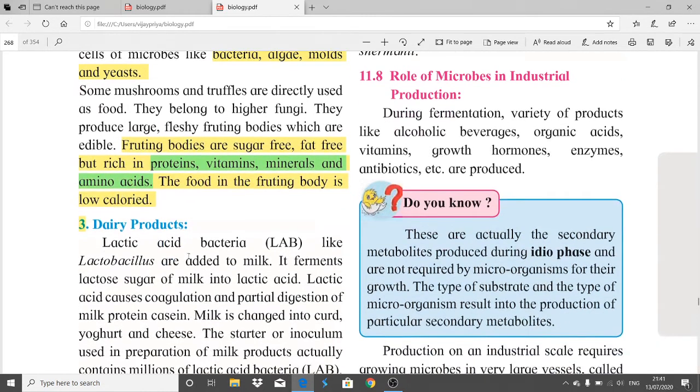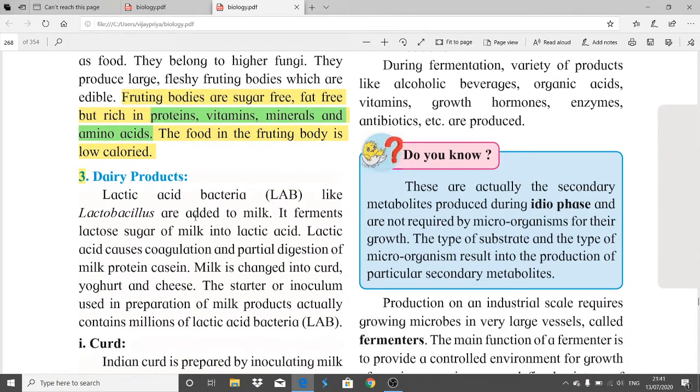The third part is dairy products. Now, how are microorganisms used in dairy products? Like lactic acid bacteria, that is LAB, like Lactobacillus. Now this name you have to remember. LAB is not lab. We call lab laboratory, right? But this LAB is different from the laboratory. This is the short form of lactic acid bacteria.